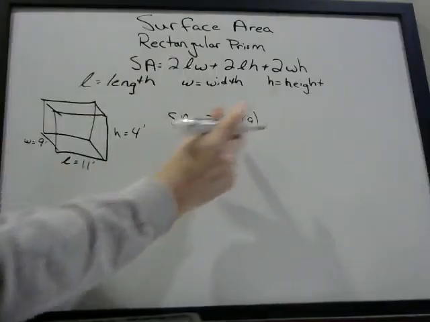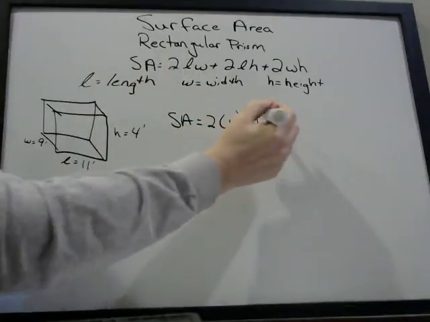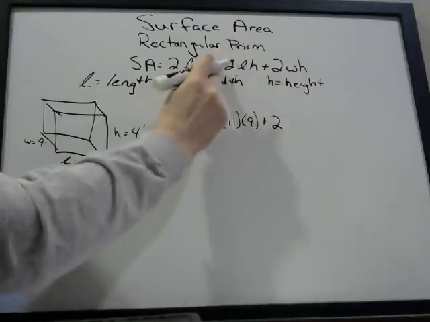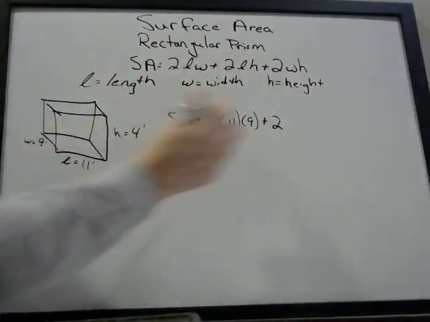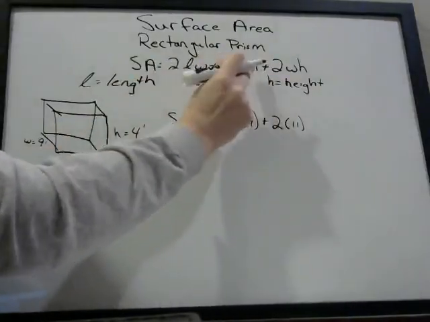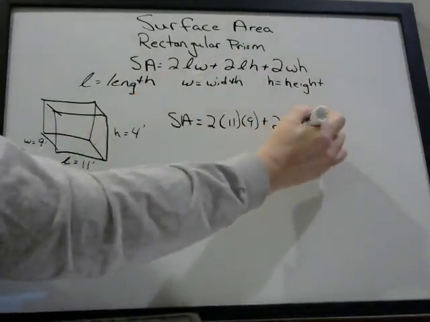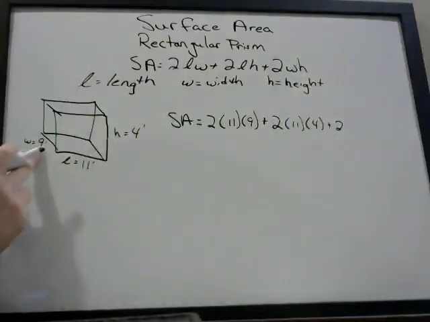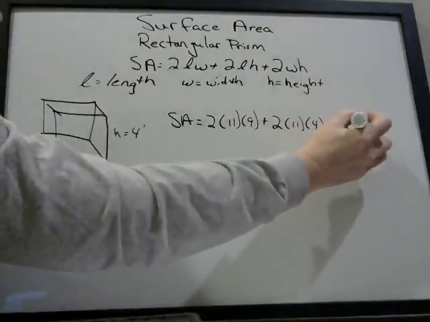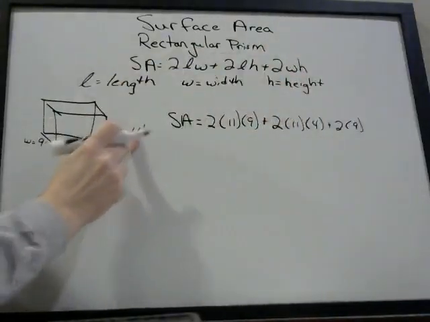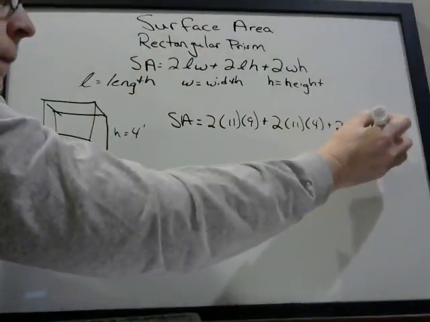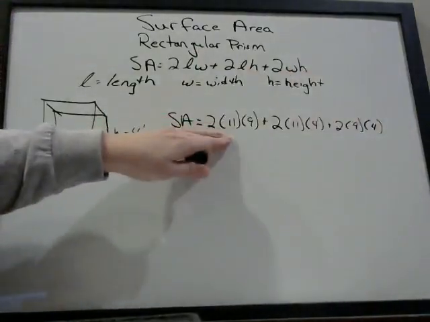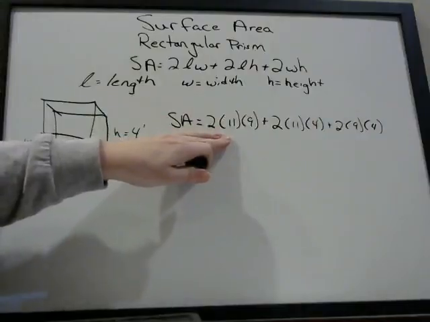Remember when we write things beside each other in parentheses, that means multiplication. Plus 2 times length, length is 11, times height, height is 4, plus 2 times width, width is 9, times height, height is 4. And then we just have to evaluate this. You can get your calculator out.